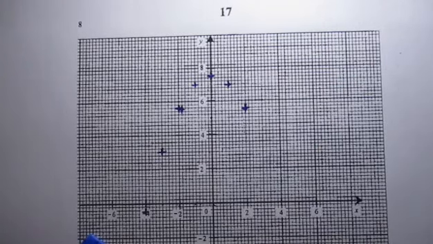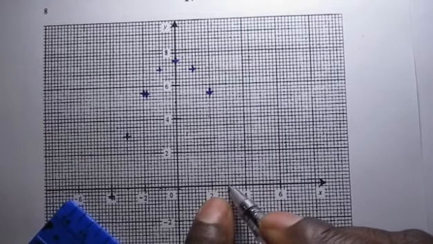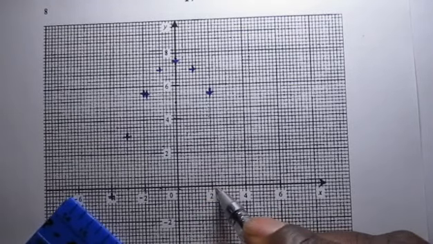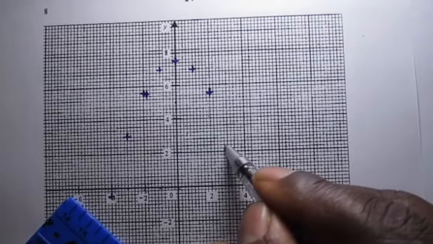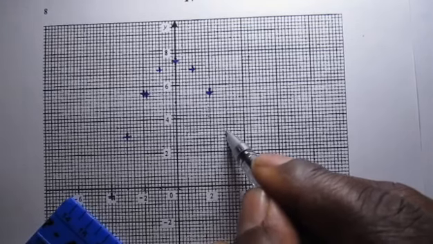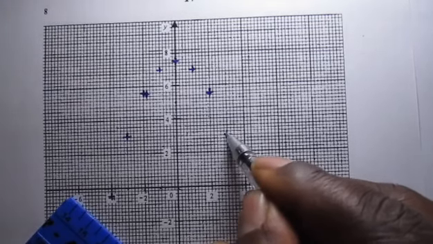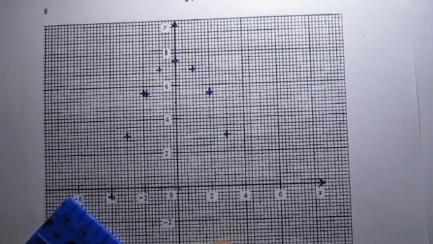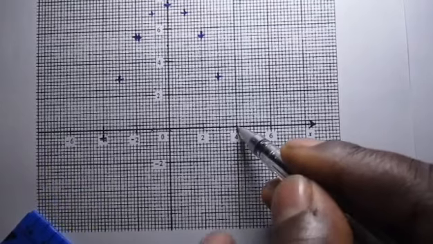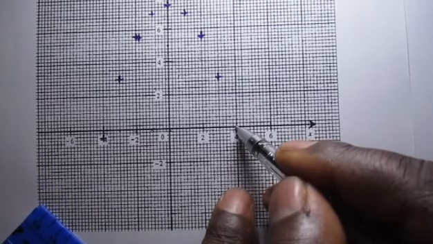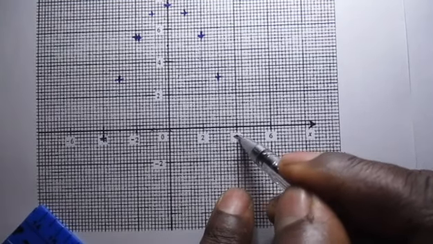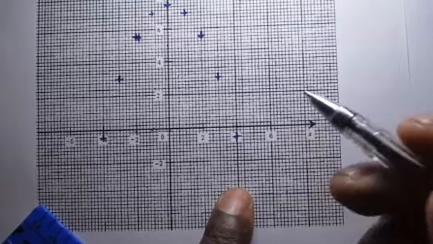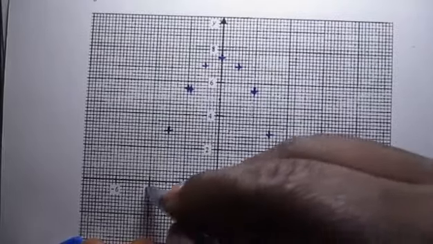Then we move on to 3 and 3. So this is 1, 2, 3, 4, 5, right? And 3 for y, 1, 2, 3, 4, 5. So this is where your point lies. Right. We move on to 4 and 0,5. We need 2 small boxes and a half under 4. 1, 2 and a half. Then you draw. Right. You connect.